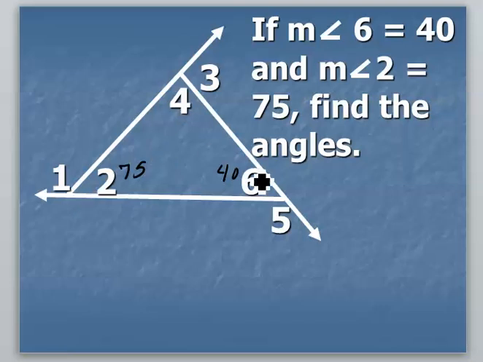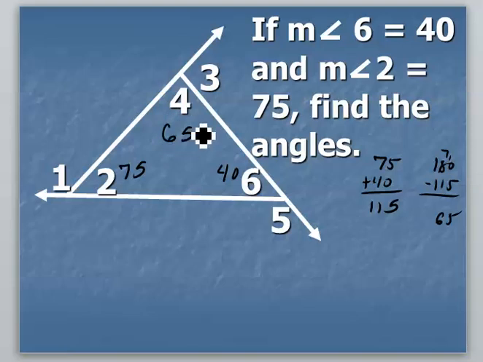I'm going to start inside my triangle and see if I can find angle 4. I know the three inside the triangle add up to 180. So 75 plus 40 is 115. 180 minus 115, if you borrow, gives us 65. So angle 4 is 65. Then I also know that these two, 6 and 5, an exterior angle 5 and its adjacent interior 6, have to add up to 180. So angle 5 is 140.